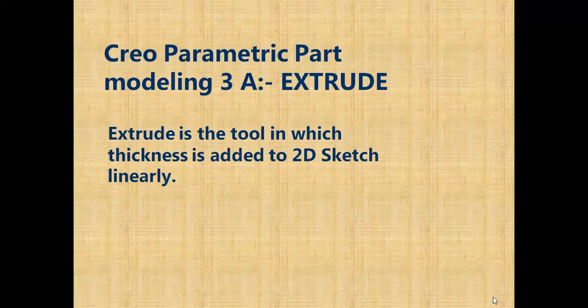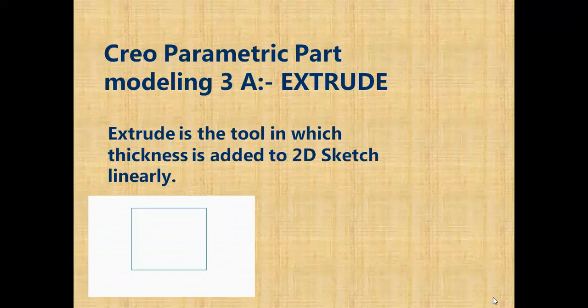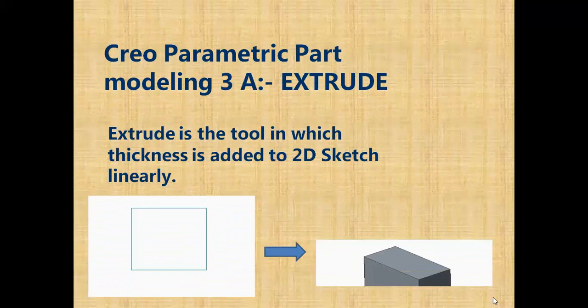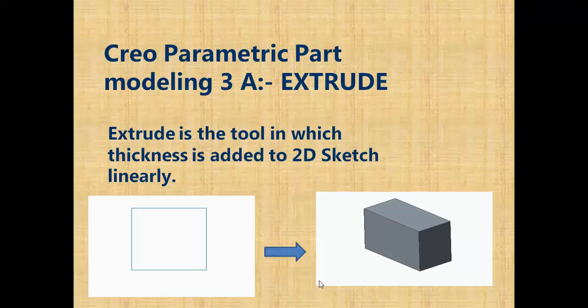Hello friends, in this lecture you will learn about Extrude. Extrude is the tool in which the thickness is added to a 2D sketch linearly. You can see from the sketch, this 2D rectangle is converted into a 3D cube. Now we will see how to do it in Creo Parametric.